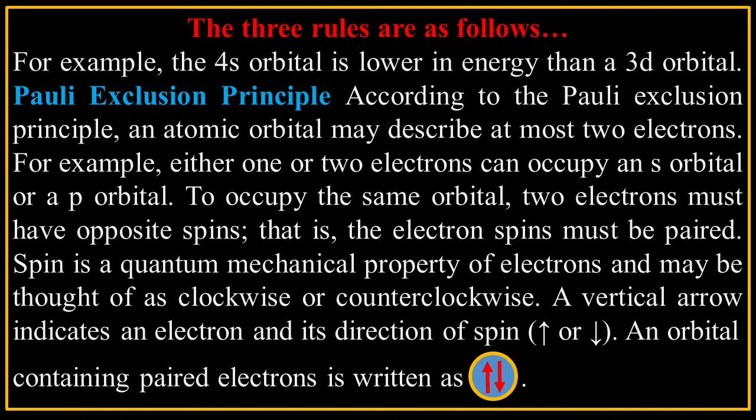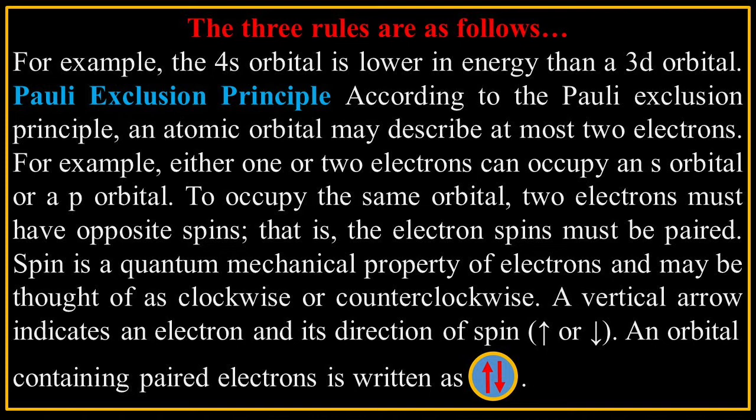According to the Pauli exclusion principle, an atomic orbital may describe at most two electrons. For example, either one or two electrons can occupy an s orbital or a p orbital. To occupy the same orbital, two electrons must have opposite spins. That is, the electron spins must be paired.